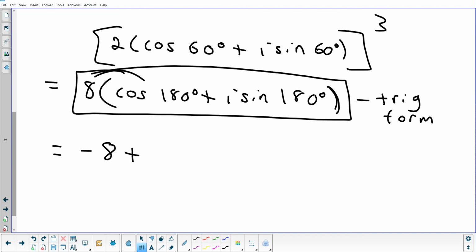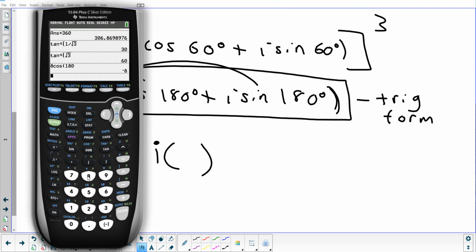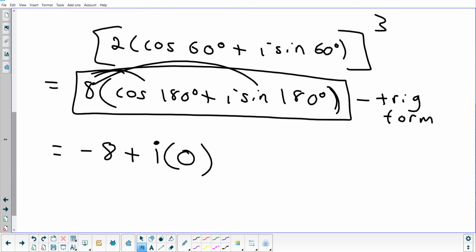Plus, now let's do 8 times the sine of 180. The i is just going to stay right there, but we have to multiply that by 8 sine 180. 8 sine 180 is 0, because the sine of 180 is 0, and 0 times 8 is still 0. So what does that simplify to? Negative 8 plus i times 0.